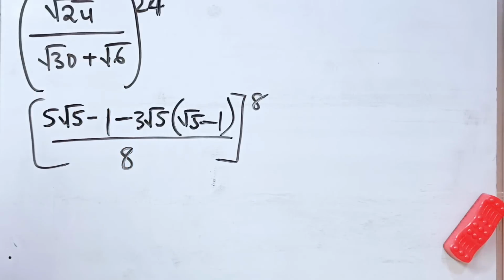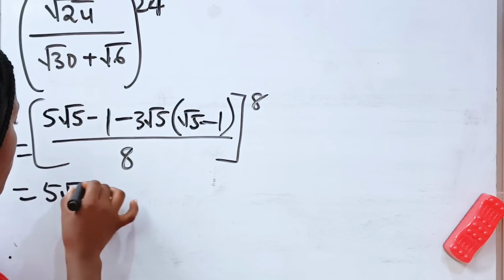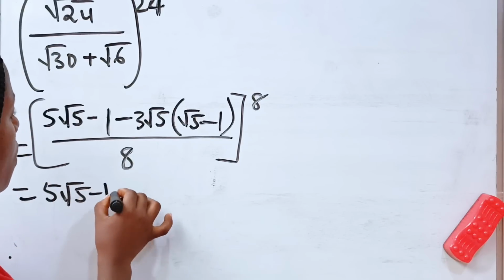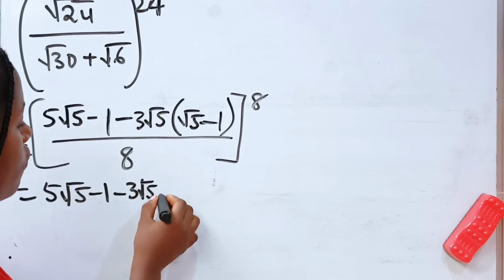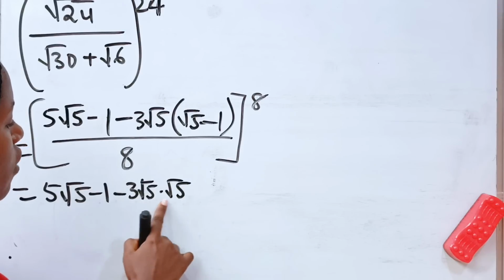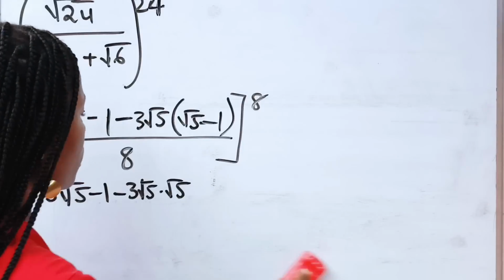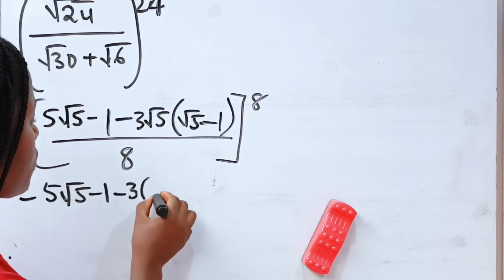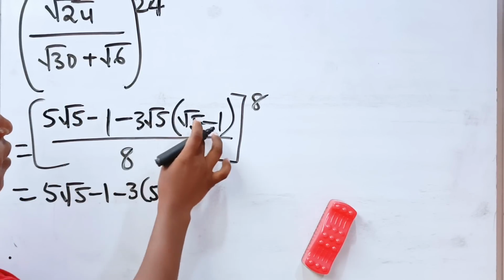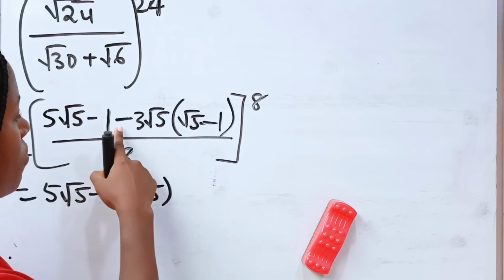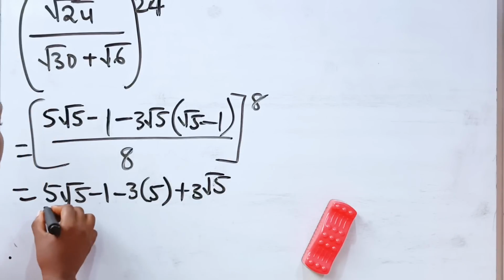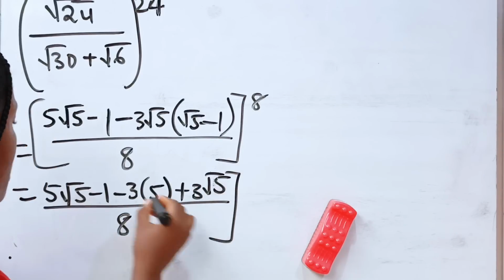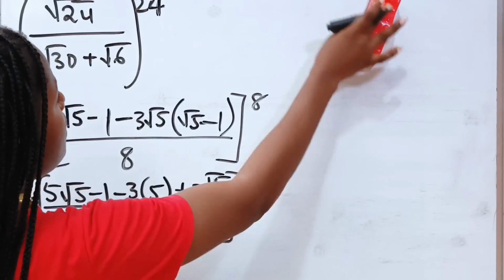All right, so this is equal to, let's open this bracket. So we have 5 root 5 minus 1 minus 3 root 5 times root 5, which is the same thing as 3 root 5 multiplied by root 5, right? Now root 5 times root 5 is 5. So what we have here is 3 multiplied by 5, right? Yes, root 5 times root 5 will give us 5. Then minus 3 root 5 times minus 1 will be plus 3 root 5, okay? Everything divided by 8, now raised to the power of 8, okay?